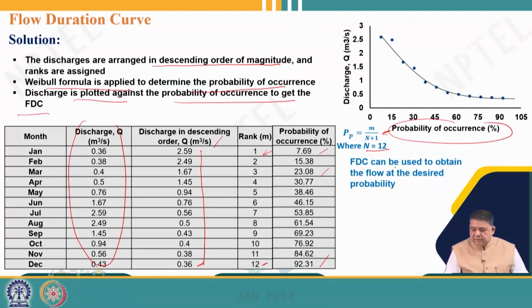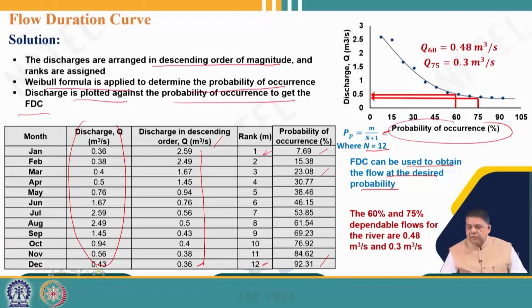And then obviously, FDC can be used to obtain the flow at desired probability, and in this case we require the flows at 60% and 75%. So, at 60% and 75% the flow values can be read here, and the flows in this particular data series are 0.48 at 60% probability and 0.3 cubic meter per second at 75% probability. So, this is how FDC can be used for finding out flow at different probabilities.